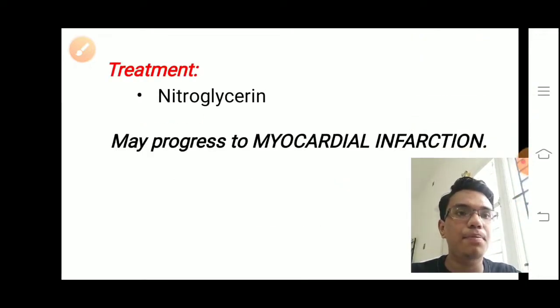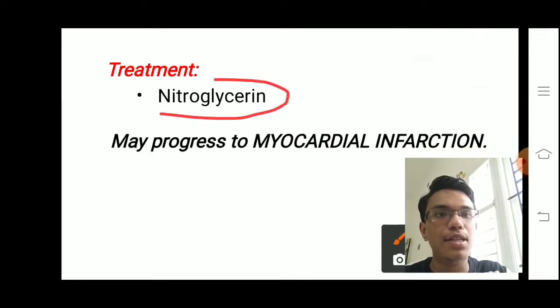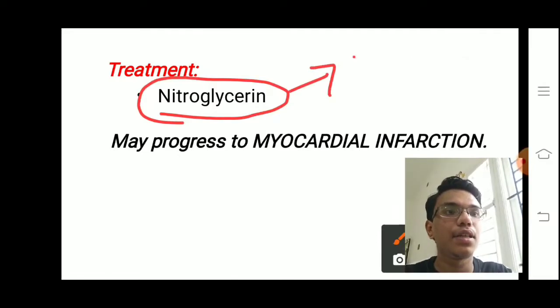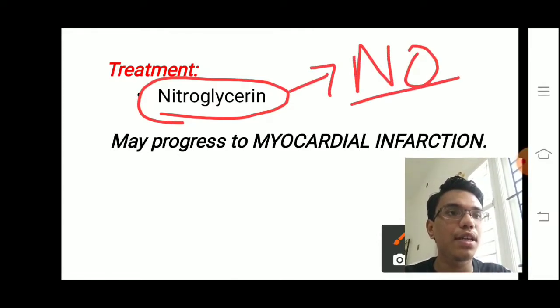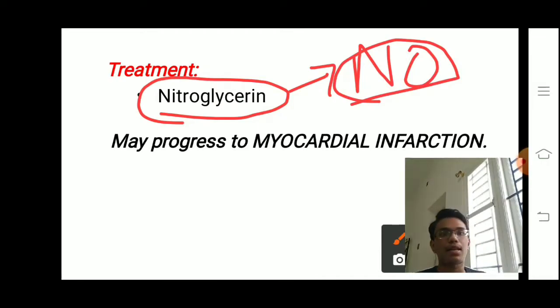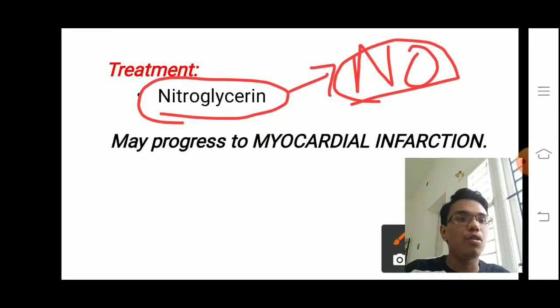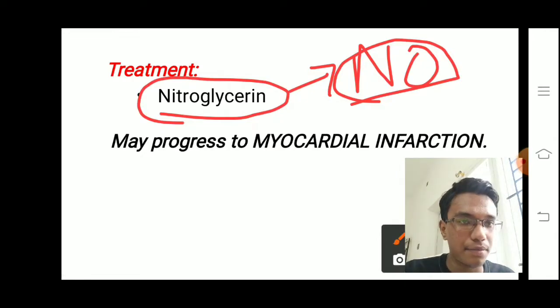Now coming to the treatment part, again we have to give nitroglycerin. How will it act? It will act by getting activated to nitric oxide in the body, and this will activate the guanylate cyclase enzyme, then cyclic GMP gets activated, following which relaxation of blood vessels occurs.